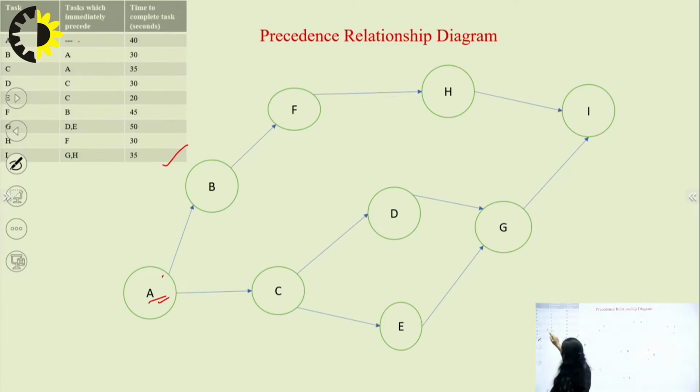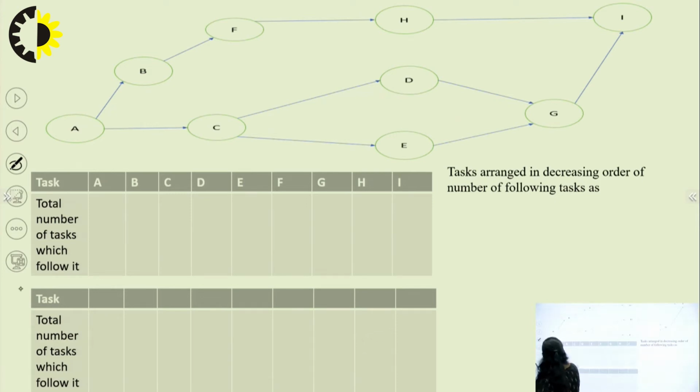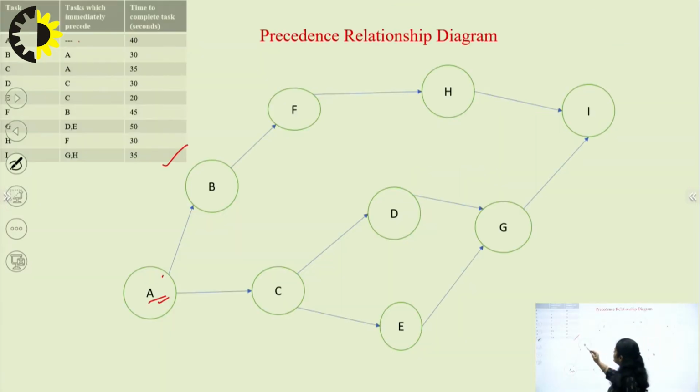Then again we have task C before E. C task is before E. Then B task is before F. Now, for G task, we have D and E tasks before G. So, we can see here that D and E are before G. After that, we can see the F task is before H.